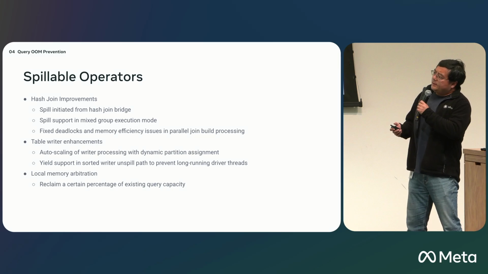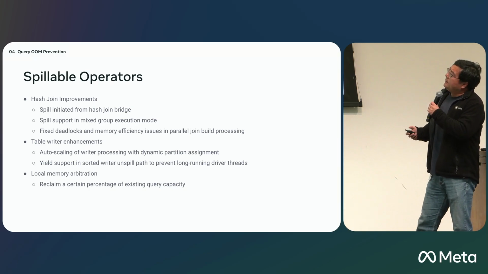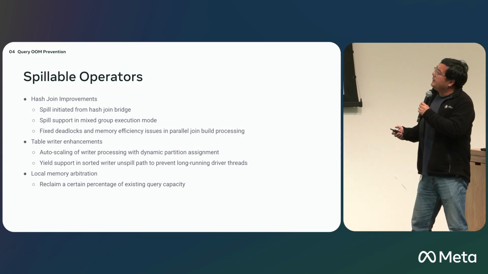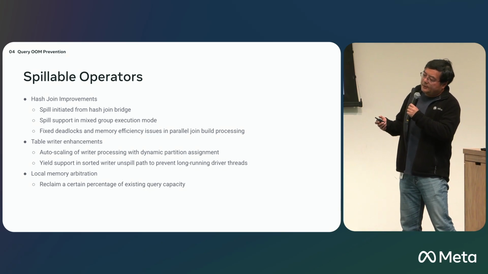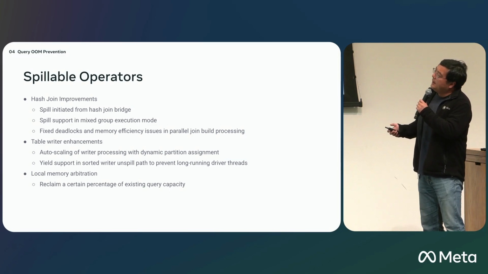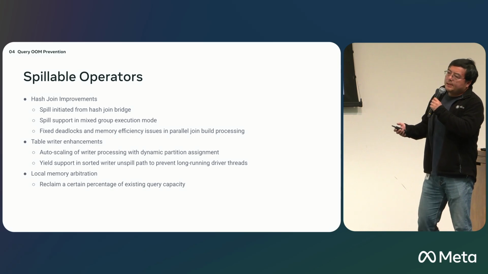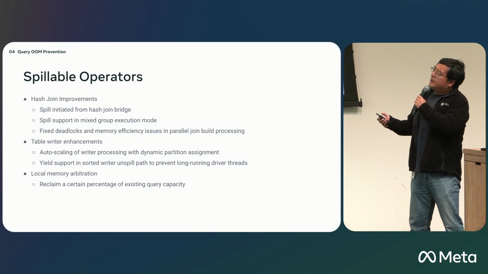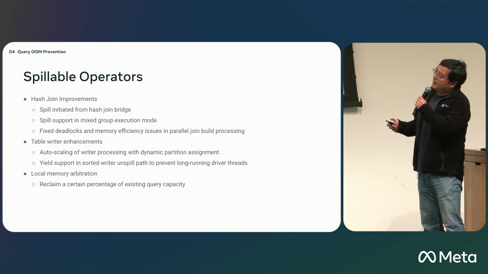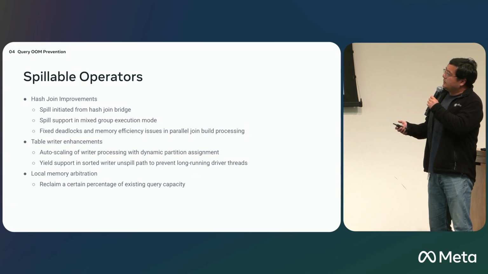And early this year, we started migrating Sapphire to Prestissimo, and we observed a new OOM pattern in the hash join. That is due to the lack of spill support in the mixed mode execution. In the mixed mode group execution, the build side is ungrouped executed, but the probe side is group executed. To fix the problem, we are developing a solution to keep all the spill partition metadata inside the hash join bridge so that we can reuse the spilled build side data across multiple hash probe groups.